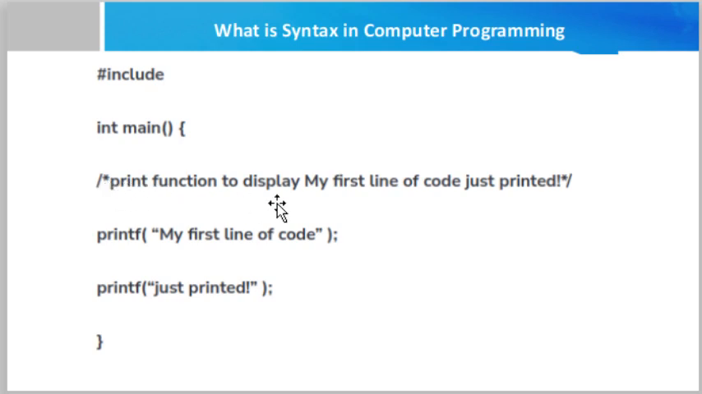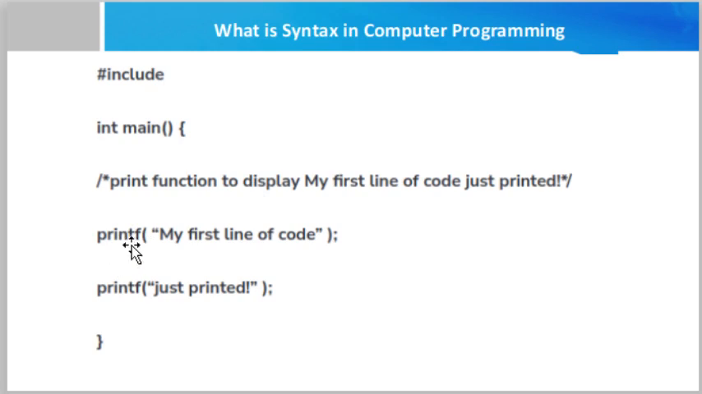Then this: /* print function to display my first line of code just printed here */, the star and then the close slash, okay, and this one is also a slash. So that means basically it is a line of a comment. Once you start a line with a slash and then a star and end it with a star and a slash, the compiler will understand that it is a line of comment and it does not need to be compiled, it doesn't need to be converted into binary.